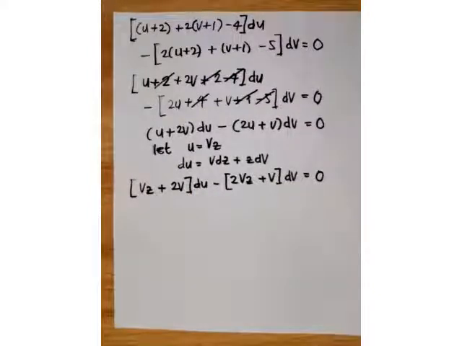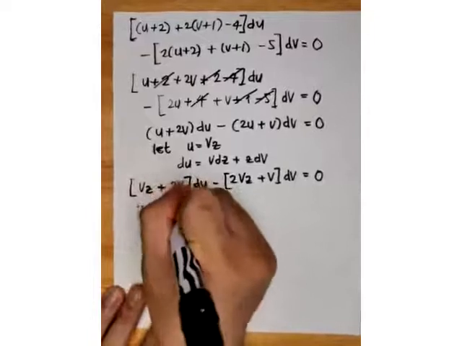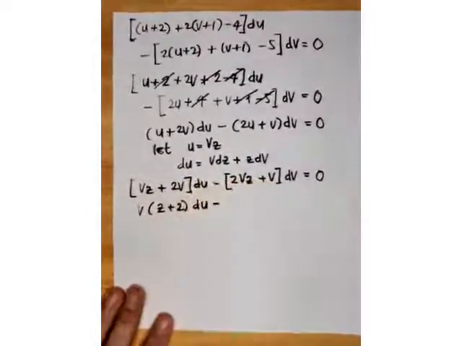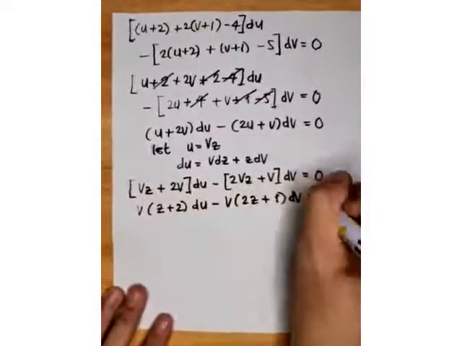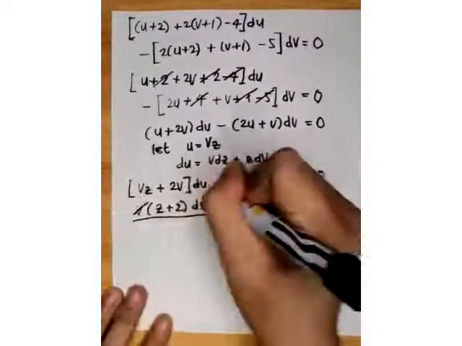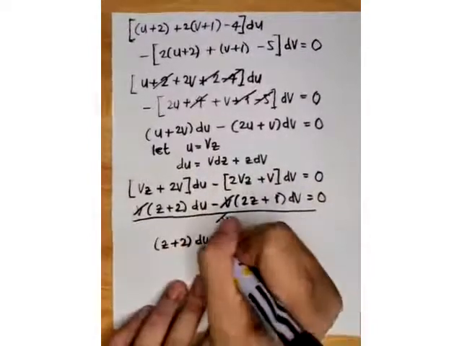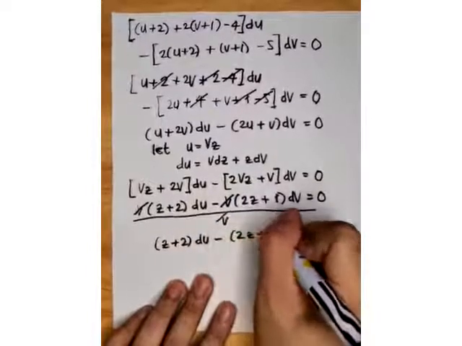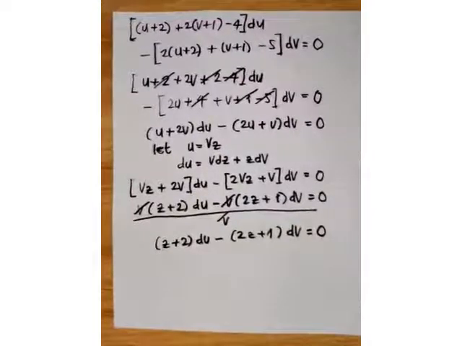Okay, so yung natirang variable, which is yung v, tanggalin muna natin with this is homogeneity. So factor out muna natin yung v. So v times z plus 2 du minus v times 2z plus 1 dv is equal to 0. And then divide the whole equation by v. Okay, cancel natin yung v. So matitira ay z plus 2 du minus 2z plus 1 dv is equal to 0. Okay. Now, let's do yung separation, yung separable equation.